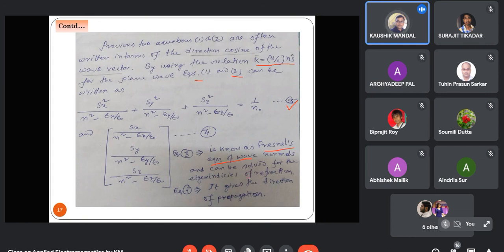Basically, you can solve it to identify the refractive index, and from the equation number 4, it will give the direction of propagation. So these are the different forms of corresponding wave equations. As per the requirement, you have to choose any one, either equation number 1 or 3, or you can choose equation number 2 or 4 as per the requirement.